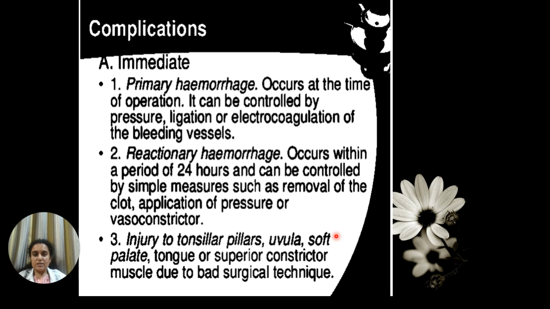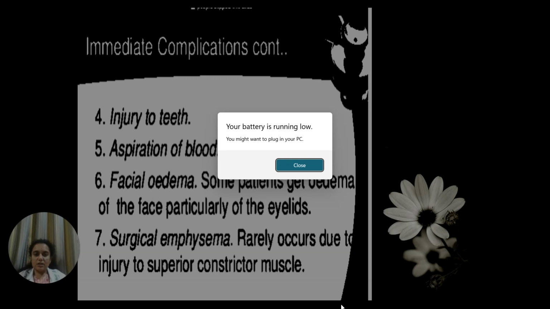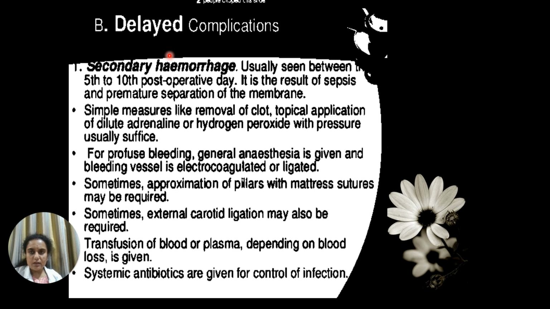Injury to the surrounding areas is another complication. We can injure the tonsillar pillars, anterior posterior pillar, uvula, and soft palate. Injury to the teeth, aspiration of blood, facial edema, surgical emphysema. The delayed complications are secondary hemorrhage, which generally occurs 5th to 10th day post-operative.